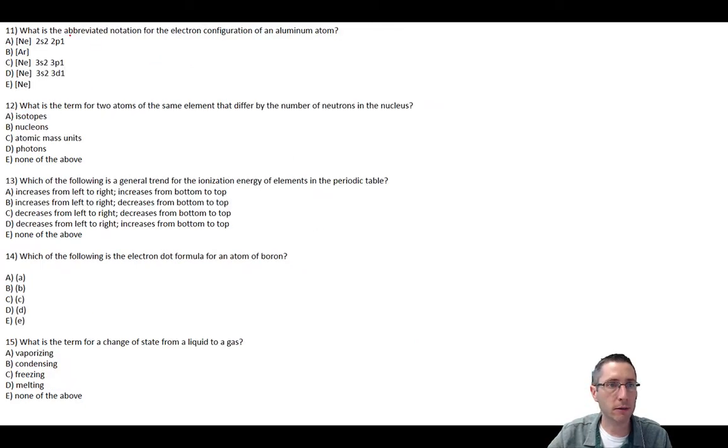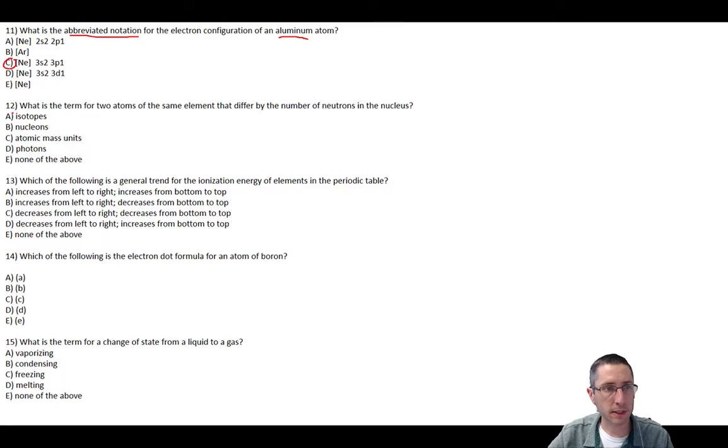11, abbreviated notation means it's going to start with a noble gas in brackets. For aluminum, we count backwards, and the previous noble gas is neon. So the correct answer for number 11 has to be C, neon, 3s2, 3p1.